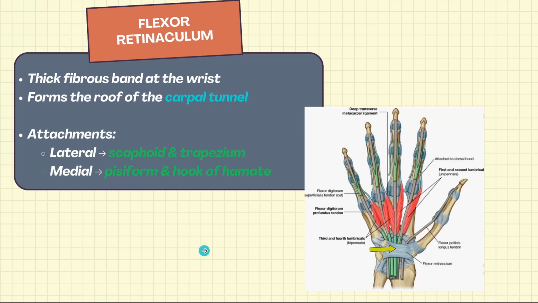Okay, now coming to the flexor retinaculum. The flexor retinaculum is a thick fibrous band at the wrist joint, which forms the roof of the carpal tunnel. We're going to go to the carpal tunnel soon, however, just know that the flexor retinaculum forms the roof. Laterally, you're going to have the scaphoid and the trapezium, and medially you're going to have the pisiform and the hook of the hamate. So with these four carpal bones, you have the attachments for the formation of the flexor retinaculum.